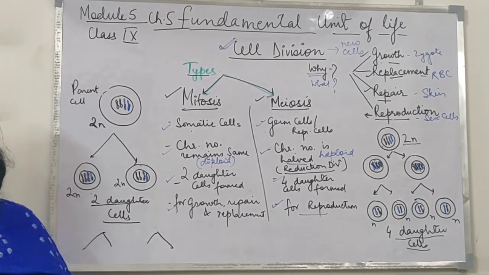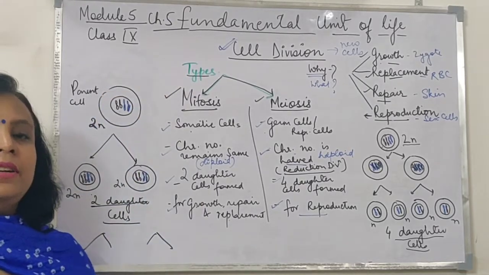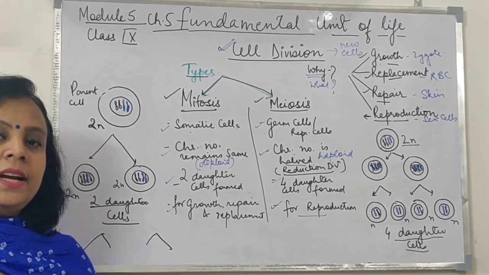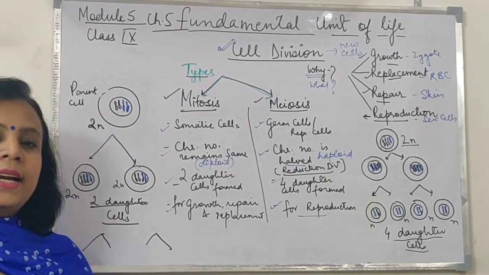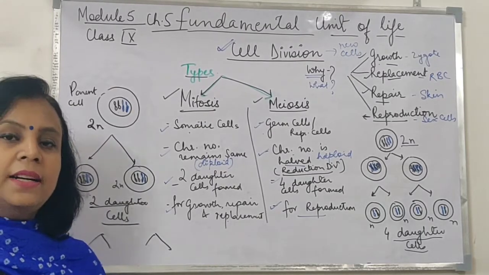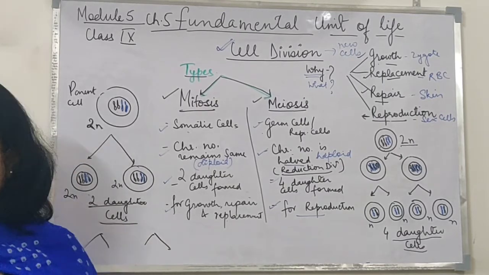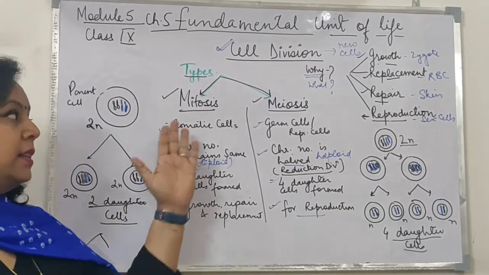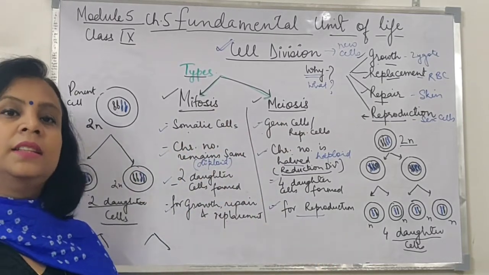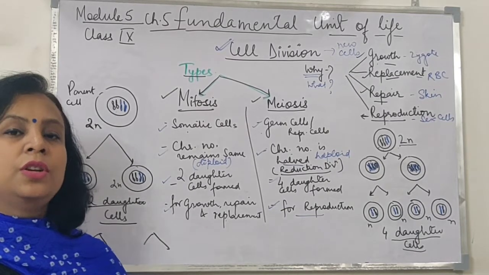So with this we come to the end of this chapter number 5, fundamental unit of life. I will request you to go through the content given in the NCERT book thoroughly, understand all the functions of all the organelles, the comparison between plant cell, animal cell, the comparison between prokaryotic, eukaryotic cell, the comparison between mitosis and meiosis, and the behavior of plant and animal cell in various types of solutions.